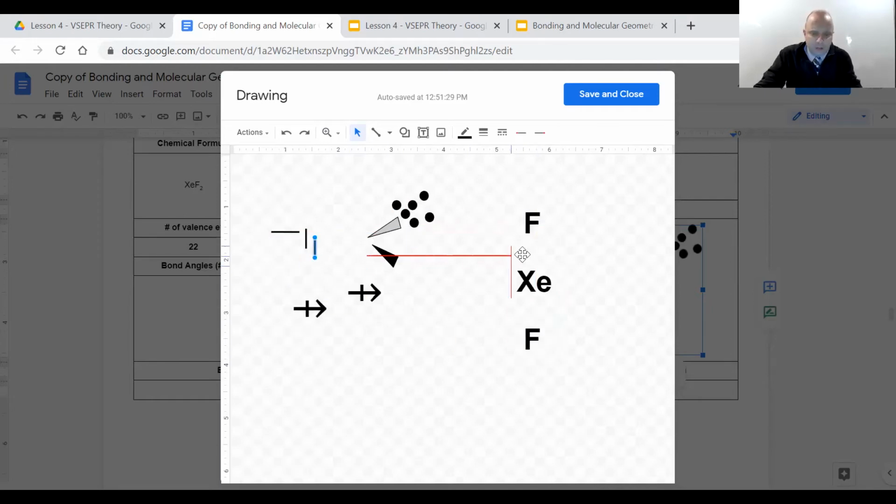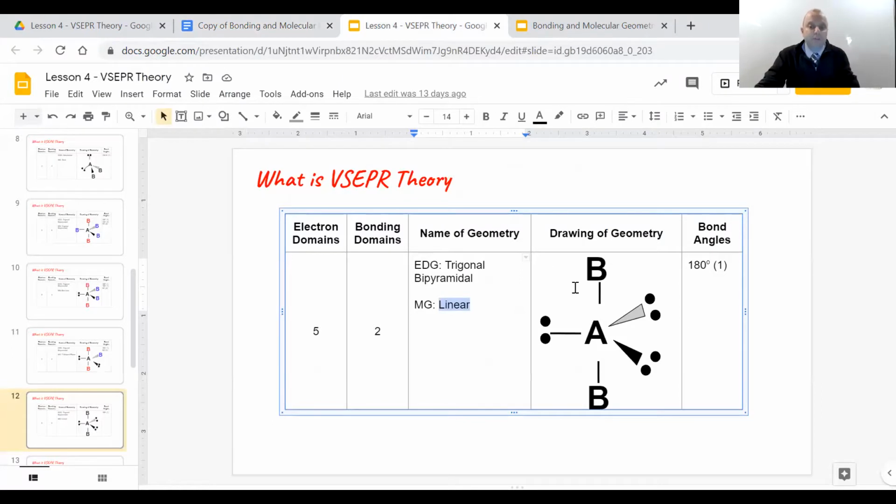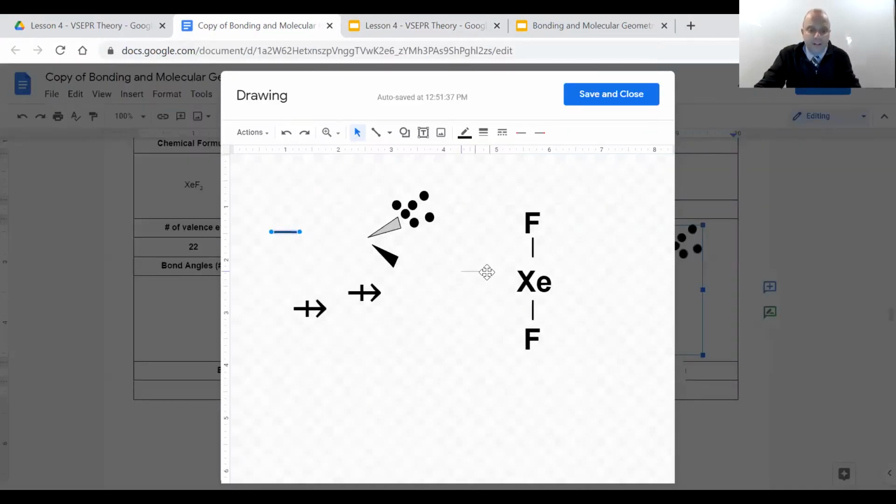And then we're going to connect all of our lines into their proper spots. And if you're doing this and you forget exactly what it's supposed to look like, just go back and look at this VSEPR theory guide, because that is an excellent way to make sure that you're doing this correctly.